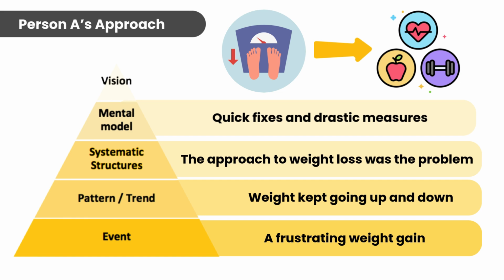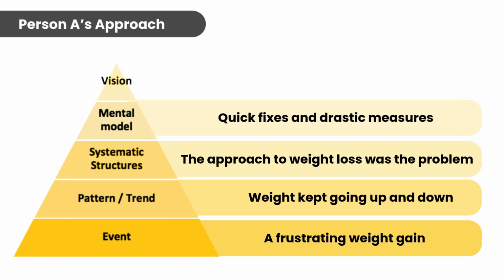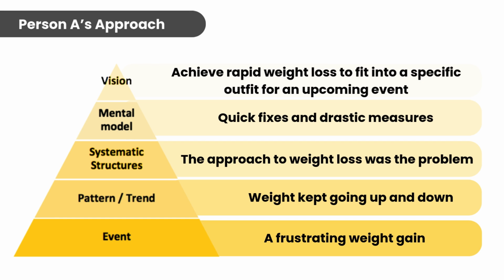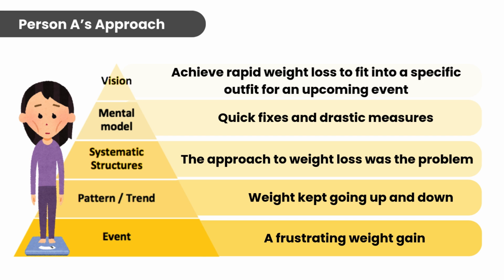And finally, how did Person A's vision guide their actions in response to this? Person A's vision, let's say, was to achieve rapid weight loss to fit into a specific outfit for an upcoming event. Because of this vision, they initially doubled down on the quick fix approach. They might try even more extreme diets or workouts, hoping to force faster results before the event. Their vision of a fast outcome pushed them to continue the unsustainable roller coaster approach, at least initially.